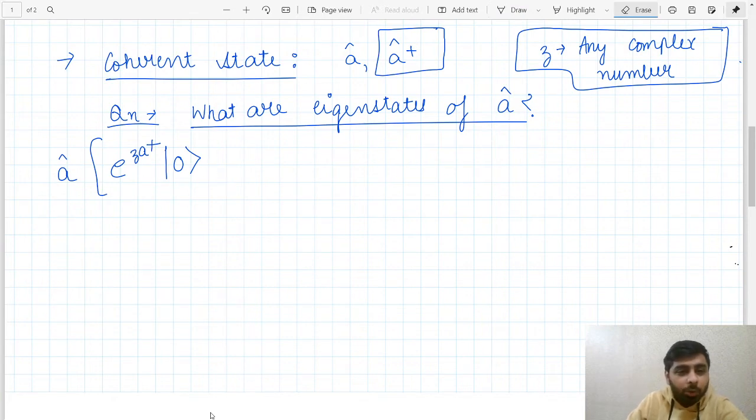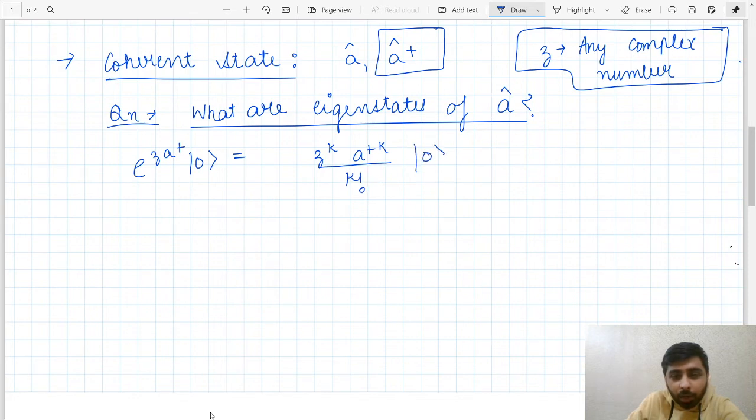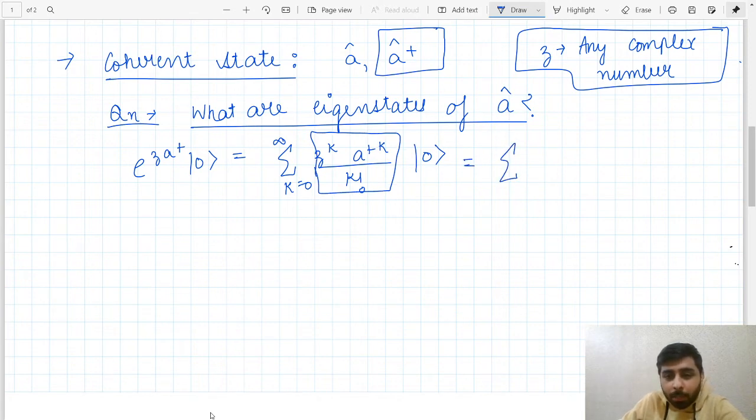So for this, we are going to use the definition of the exponential of an operator, for which we use the Taylor series. So e to the power z a dagger on the ket 0 is defined as the sum of z to the power k, a dagger to the power k upon k factorial, all applied to the state 0. Nothing technical in this; this is just the Taylor series of the operator. Okay, so now k equals 0 to infinity, z to the k upon k factorial, now a dagger to the power k on 0.